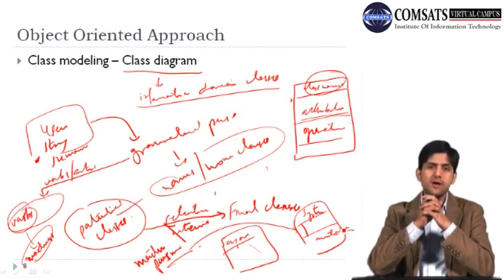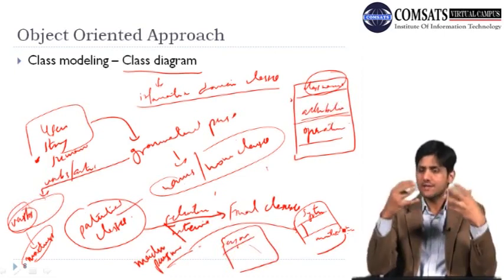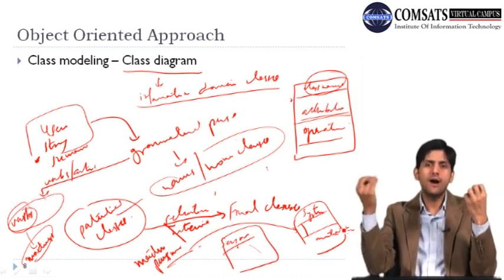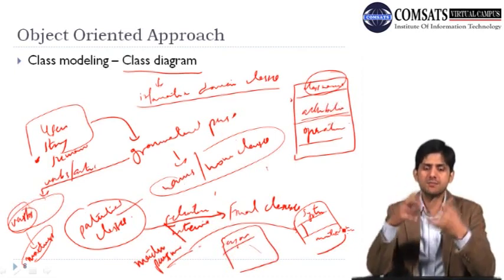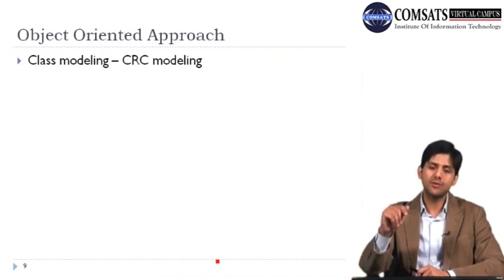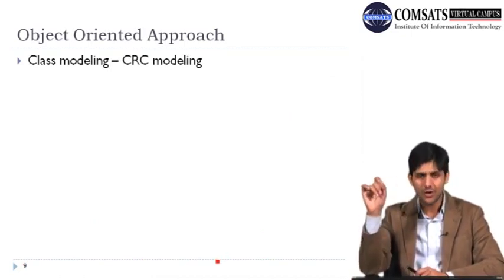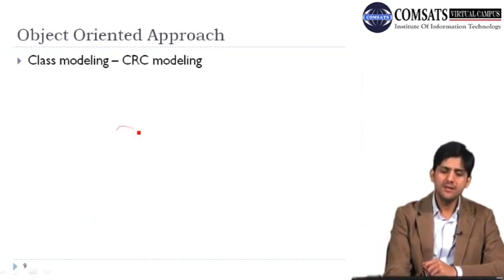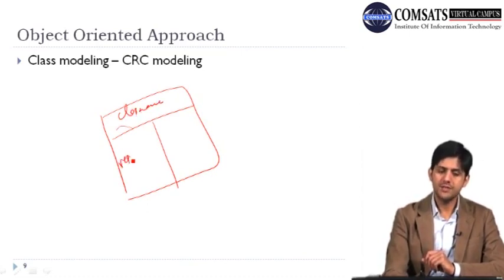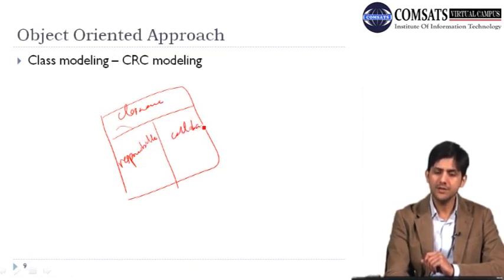But one thing that we haven't done so far is, as we know from our knowledge about class diagrams, that a class diagram is not just a bunch of classes, it's actually how these classes are going to interact with each other, and that's how a system is made. So another thing we talked about during class modeling was CRC modeling, which we call class responsibility collaborator modeling. In a CRC card, it's basically divided into three main sections. Here we write the class name, here we write the responsibilities of this class, and here we write the collaborators of this class.